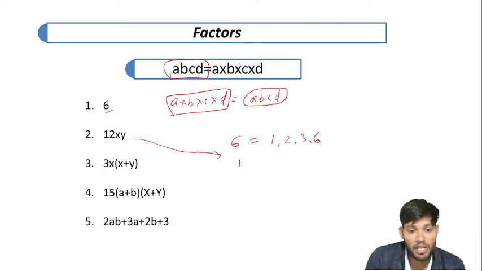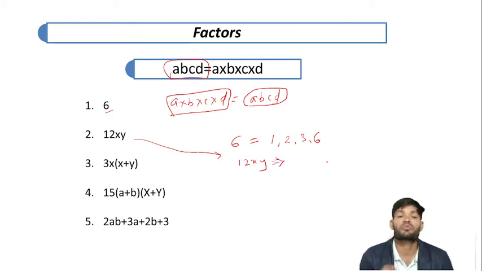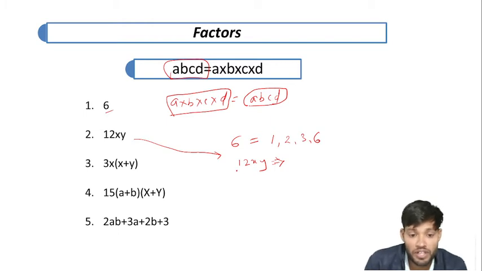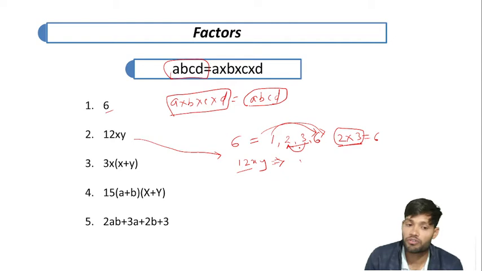Same like 12xy. How can we find out the factors of 12xy? Here, how can we write 12? We can write 2 into 3 is equal to 6. Then 2 and 3 are the factors of 6. 1 into 6 is also a factor of 6, and 3 into 2 is also a factor of 6.